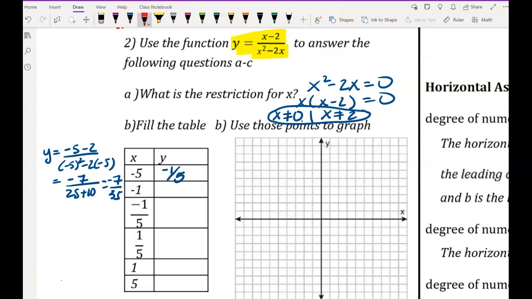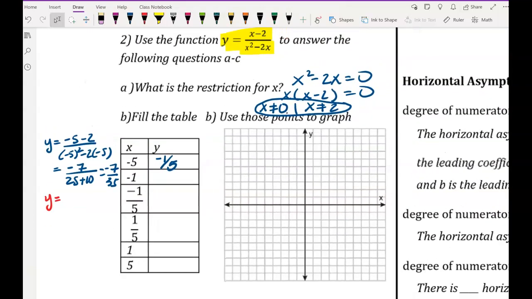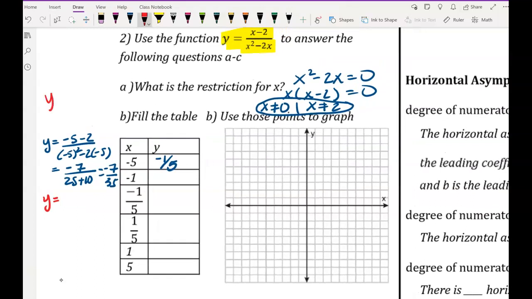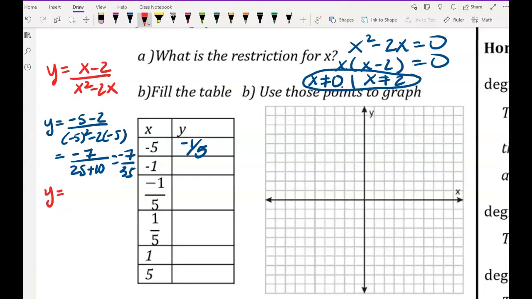Then we're going to do the same thing when x equals -1, plug it in. Let me write the equation here: y equals (x minus 2) over (x squared minus 2x). Okay, so when we are working with -1, similar process. -1 minus 2 over -1 squared, which you should know is just going to be 1, minus 2 times -1, that would be a positive 2. So that's going to be a -3 in the top and a 3 in the bottom. So that's -1. Now this -1/5 is what's going to trip out a lot of you guys, okay?